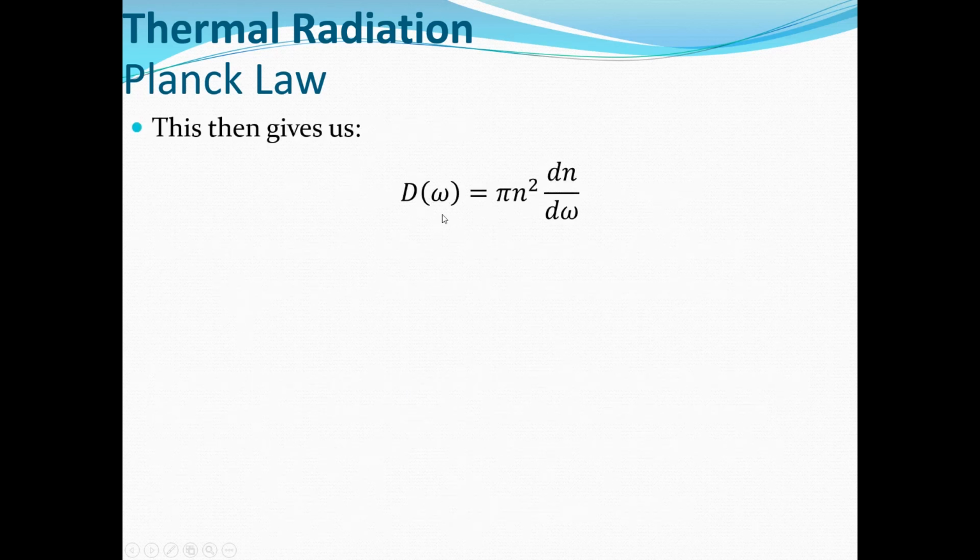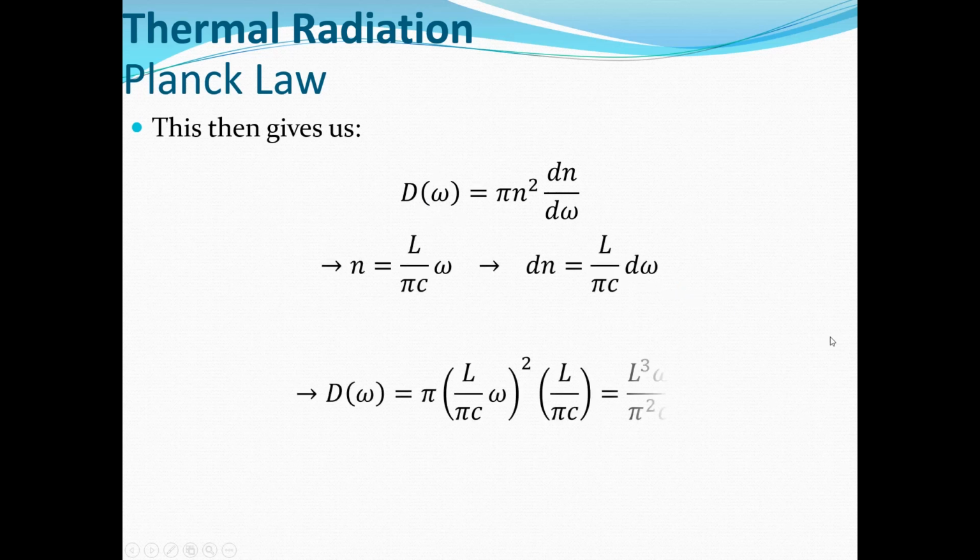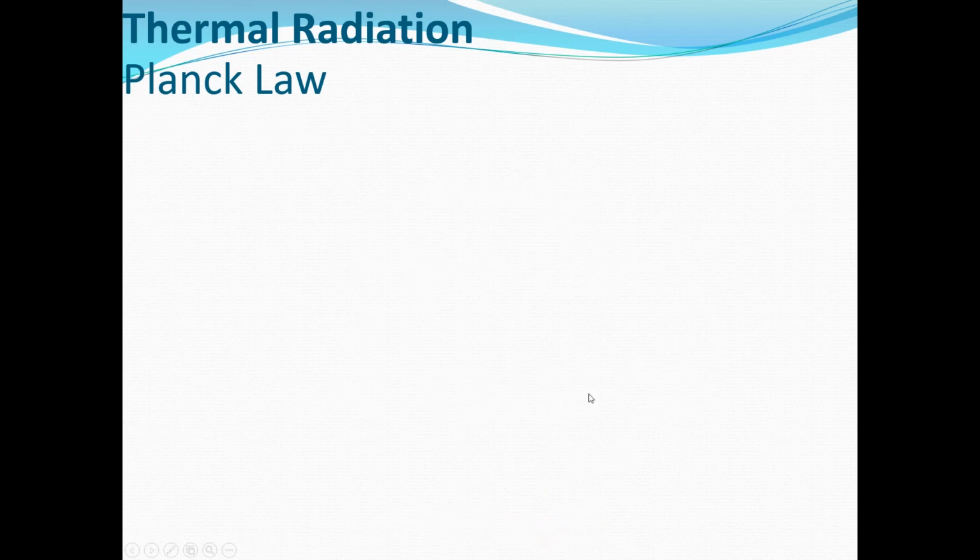So we end up getting this for our density. Taking our value for n, we could take the partial derivative to see what this term is going to be equal to. We can already see that it's going to be equal to L over pi c. So combining this in for the n and this in for the dn over d omega, we get this. And then the L cubed can be simplified to being V. So this ends up being the density based off of the frequencies, based off the modes.